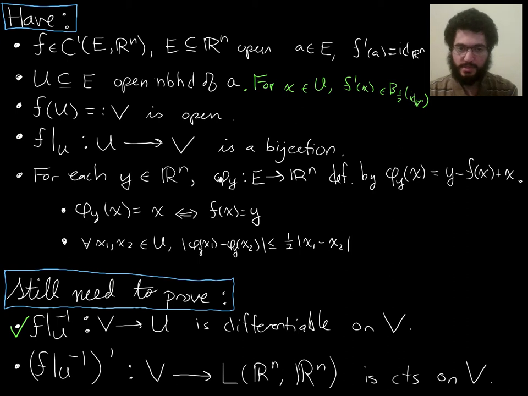So we're not going to use this phi sub y family of functions anymore. All you need to know for what we're doing today is the original assumptions. So f is a C1 function from E to Rn, and you also need to know that we have this open set U, whose image is an open set, which we have called V, and f restricted to U is a bijection. So you need to remember that.